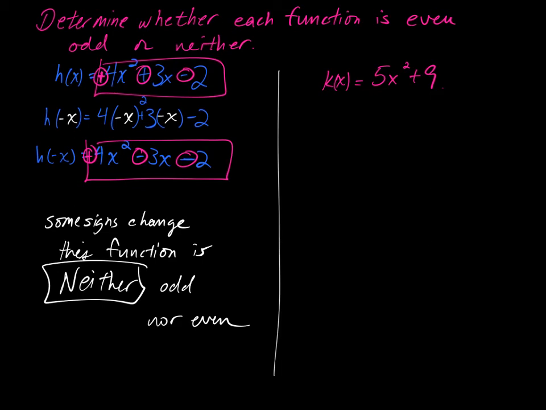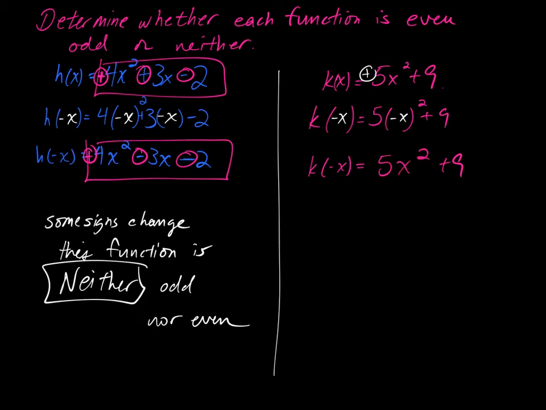All right, for this last one, again, k of x equals 5x squared plus 9. Again, we need to change the input to negative x. And when you do that, you'll see that k of negative x equals, well, the plus 9 doesn't change because we didn't substitute anything in over here. But negative x to the second power, that's even. So an even exponent means this is going to be positive x squared. So positive x squared times positive 5 is positive 5x squared.